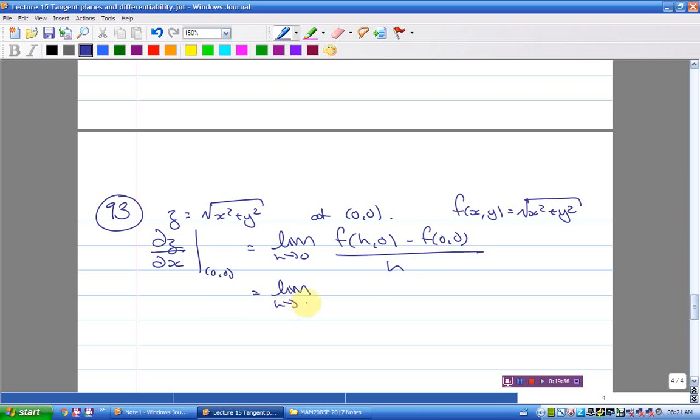Someone's asking me a question. Yes, but I have to keep going. The line on the partial derivative? dz dx, what does that line mean? That vertical line that I've drawn, it means evaluated at. Okay.